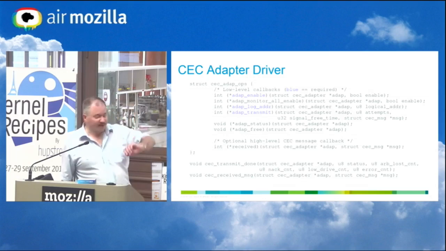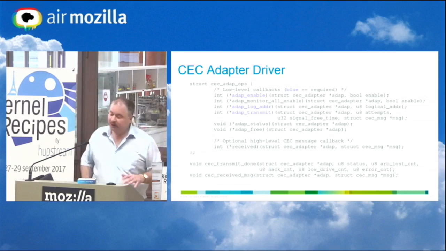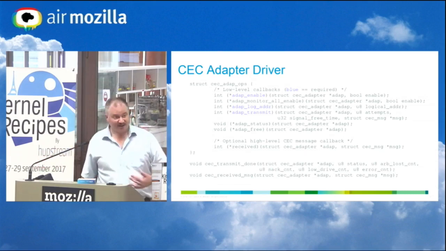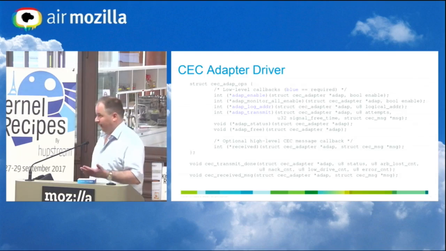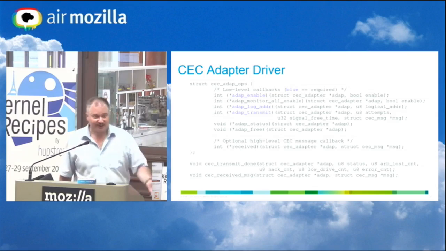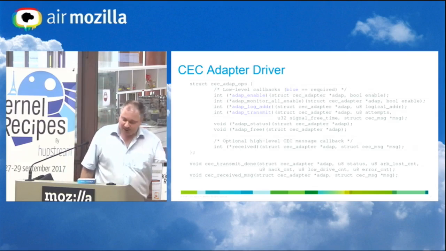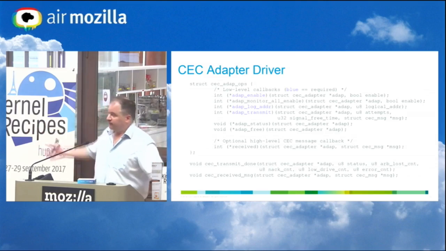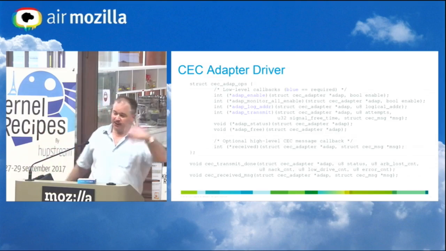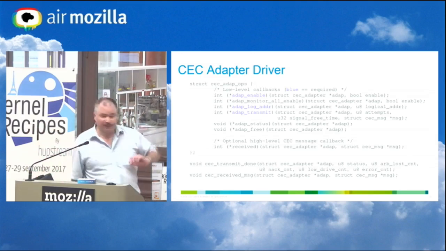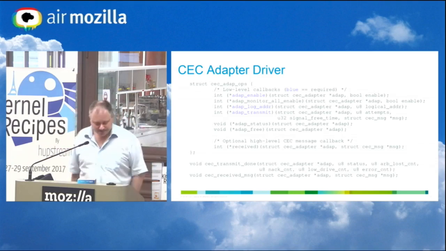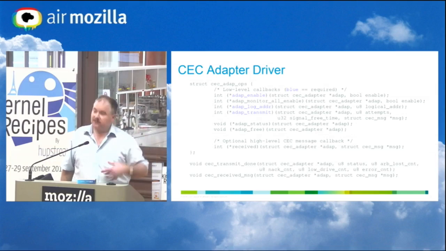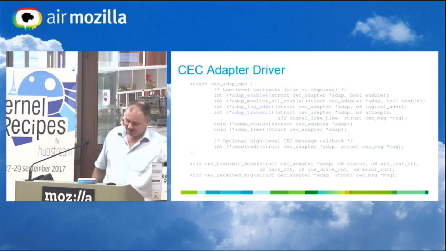Then there is the transmit, where you transmit a message. The other thing you need to do is an interrupt handler. So you get an interrupt when the message is finished. Obviously, at 400 bits per second, you don't want to do a polling wait, a busy loop. That speaks for itself. So you get an interrupt, and it says the transmit has succeeded, or there was an error, and then you call the function at the bottom, transmit done, where you tell the framework, okay, this transmit is finished, and this is the status. Same when you receive a message, you also get an interrupt, and you pass the message on to the framework.